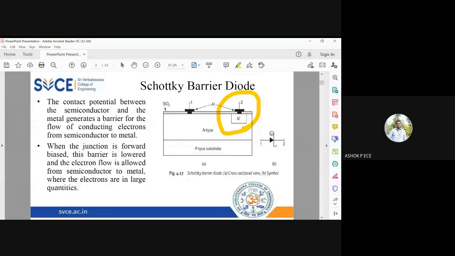And the symbol for the Schottky diode is given like this. For a normal diode, the symbol is a triangle followed by a line, correct? But in the Schottky diode, this line is going to be somewhat changed. You are going to have this line like this, with some extension to the line. So this is the symbol for the Schottky barrier diode. It's similar to the PN junction diode, except that to differentiate your PN junction diode from the Schottky barrier diode, I'm going to bend this line like this. That is what is given.